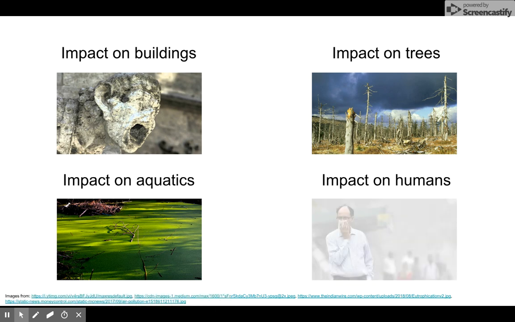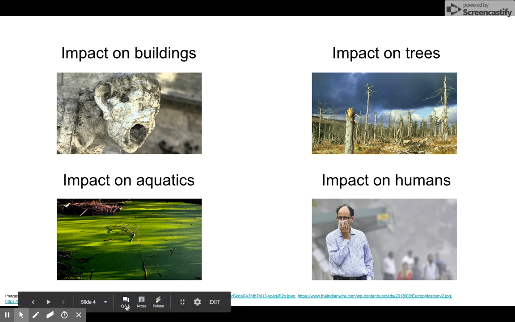The last one is the impact on humans. For people who have breathing difficulties, asthma, or other allergies, acid rain exacerbates those conditions and makes them worse. And overall, you can see from the impact on buildings, on trees, on aquatics and humans, acid rain is not a good thing and we need to avoid it at all costs.